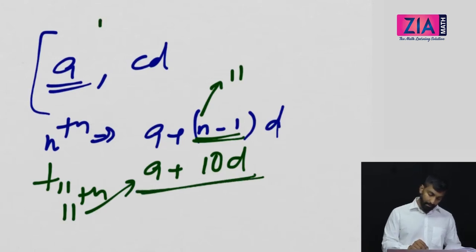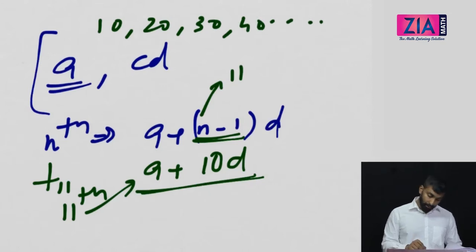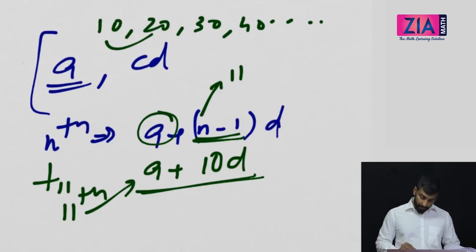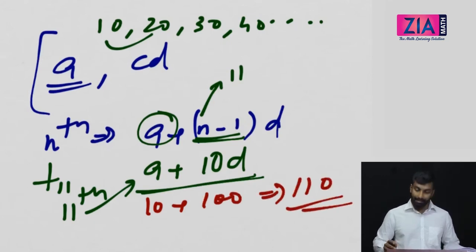Let's take this series 10, 20, 30, 40, etc., right? So this is enough to understand the first term and the common difference. What is the first term? First term is 10, so you substitute a equal to 10. Common difference d is 10, that means 10 into 10, that is nothing but 100. So what is the 11th term? 110. That is easy, right?